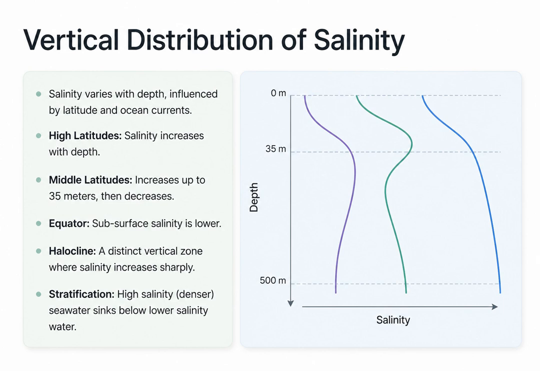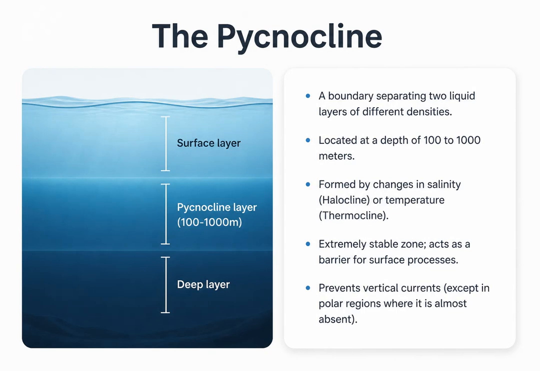Because high salinity water is denser, it naturally sinks below lower salinity water, leading to a distinct stratification or layering of the ocean. This brings us to a crucial concept, the pycnocline. The pycnocline is a boundary layer separating two liquid layers of different densities. It typically exists at a depth of 100 to 1,000 meters, bridging the large density difference between surface waters and the deep ocean. The pycnocline is formed by rapid changes in either salinity, which we call a halocline, or temperature, known as a thermocline. Because this zone is extremely stable, it acts as a physical barrier, effectively preventing vertical currents and isolating deep water from surface processes.